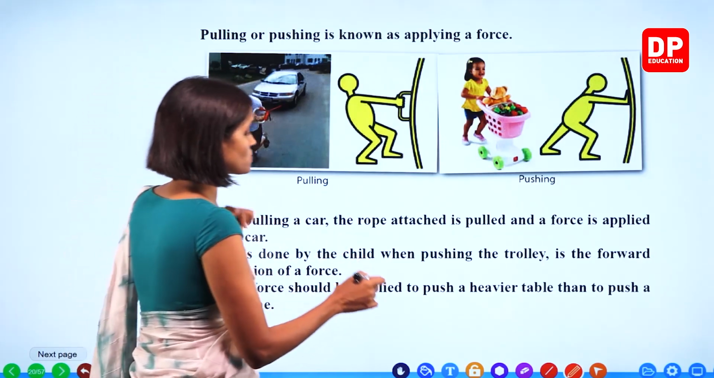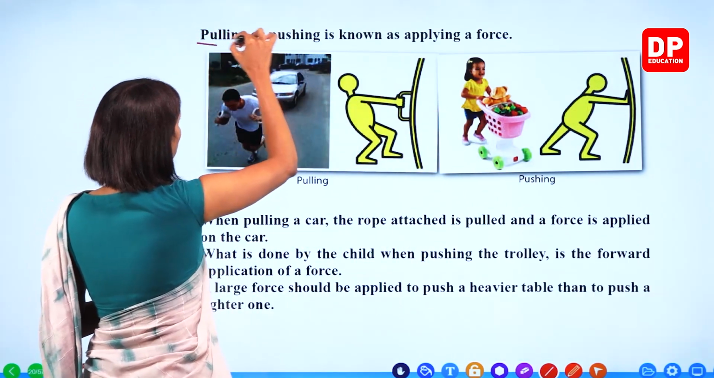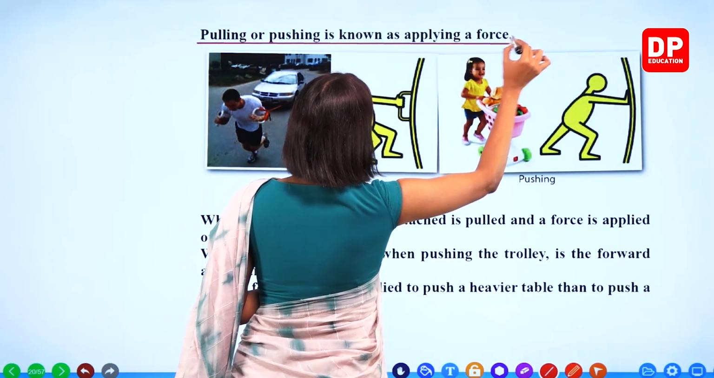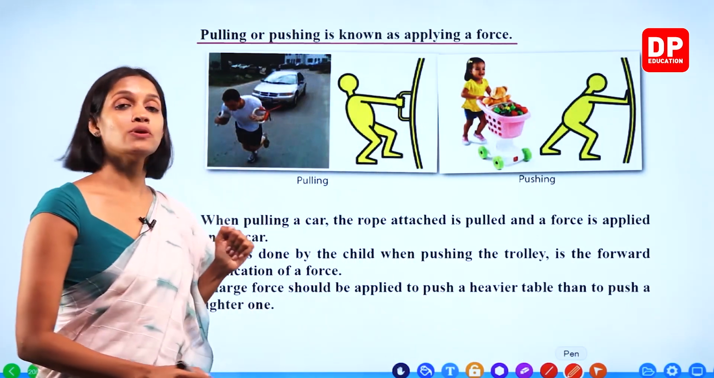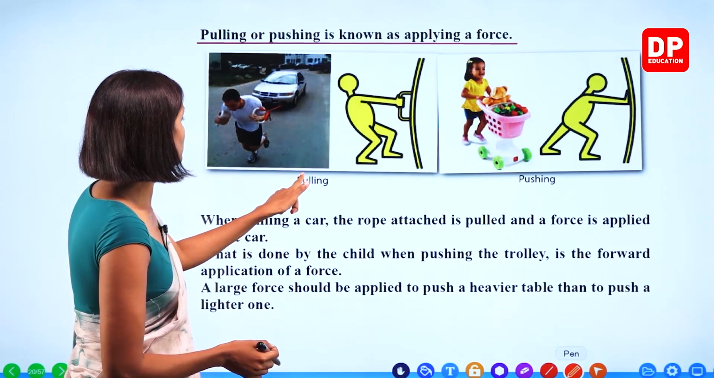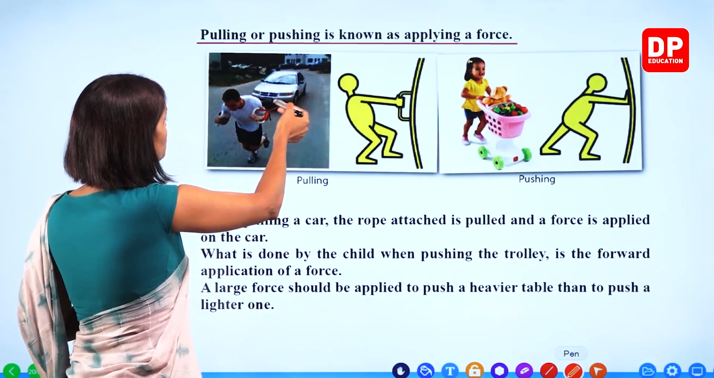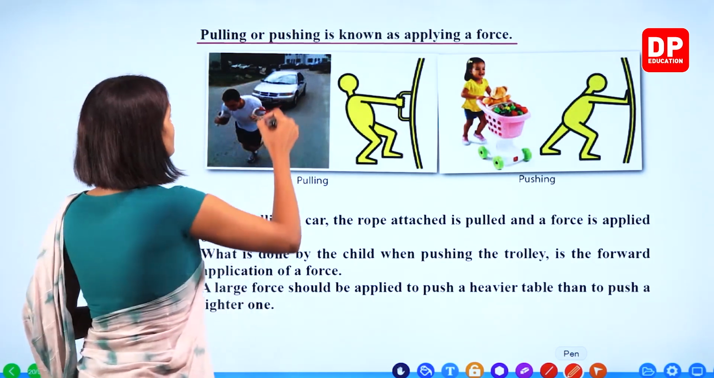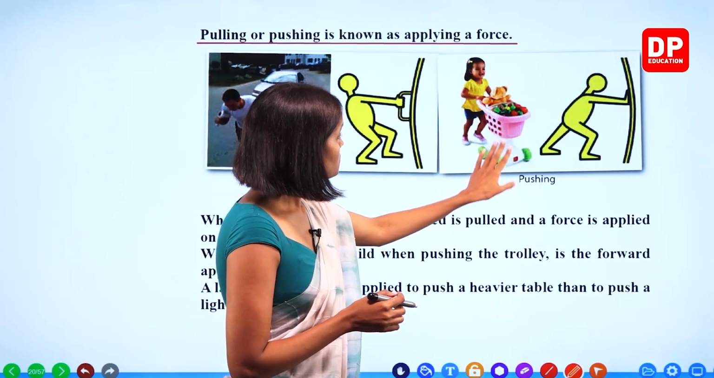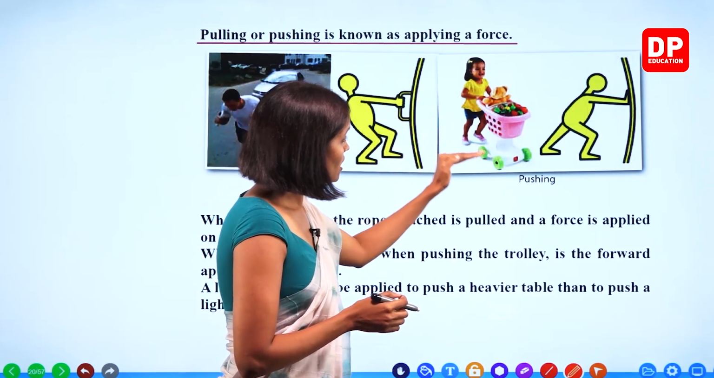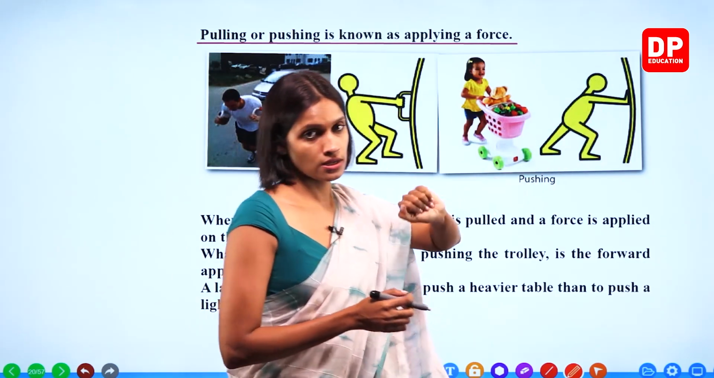Children, this is very important. Pulling or pushing is known as applying force. Look at this pulling movement. This is also pulling. Here, this person is pulling a car towards him. This child is pushing this cart. So this is the pulling, this is the pushing.